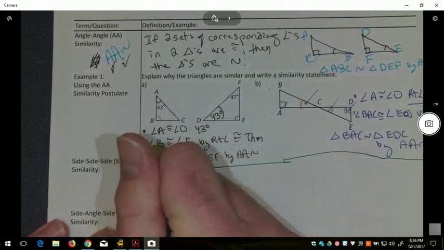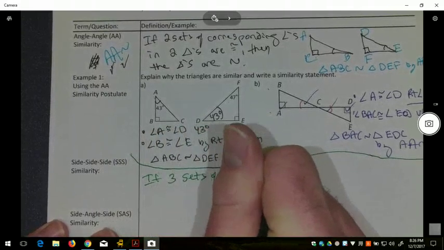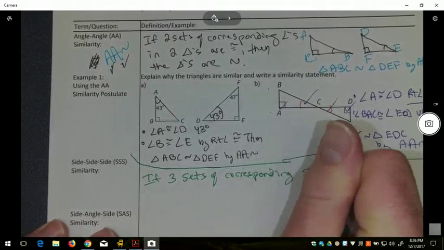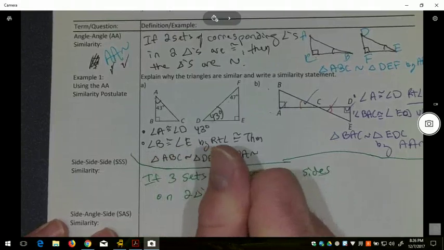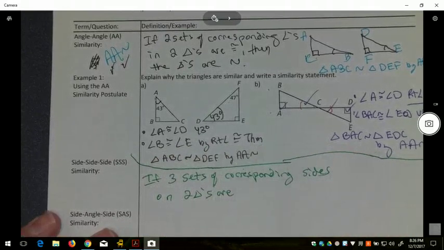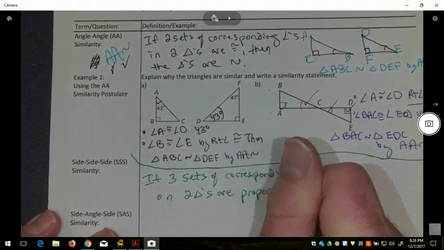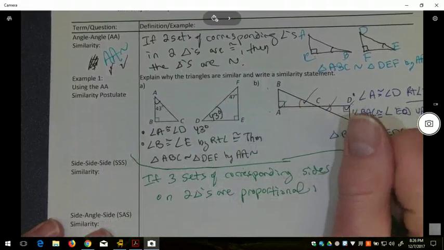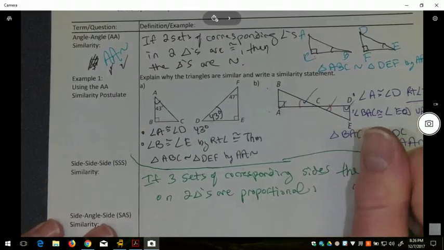So if three sets of corresponding sides on two triangles are not congruent, but are proportional, meaning they have the same ratio, then the triangles are similar.